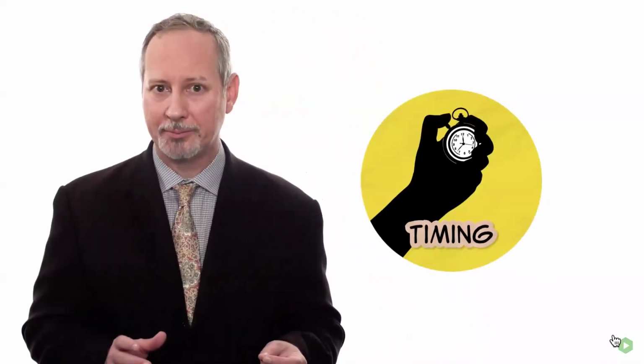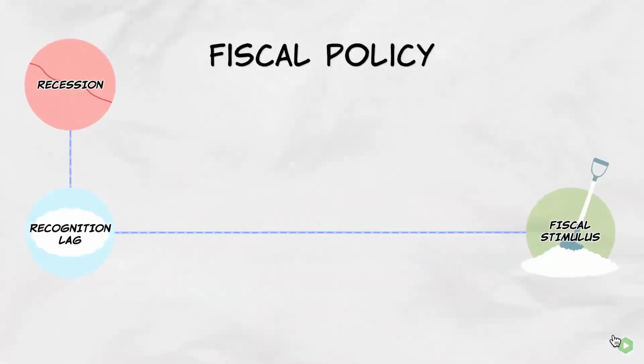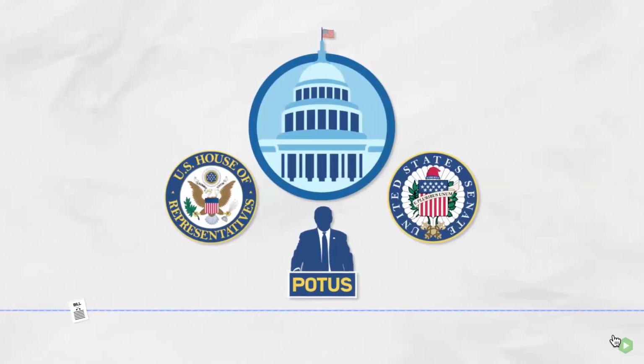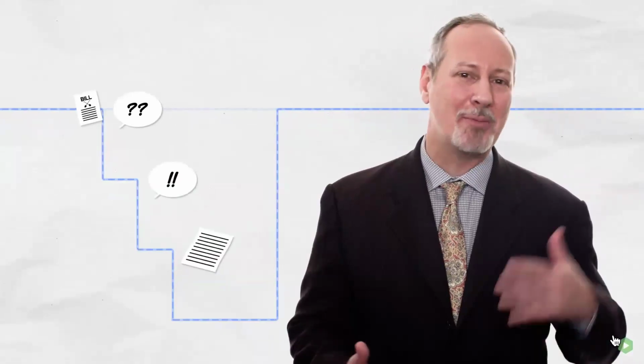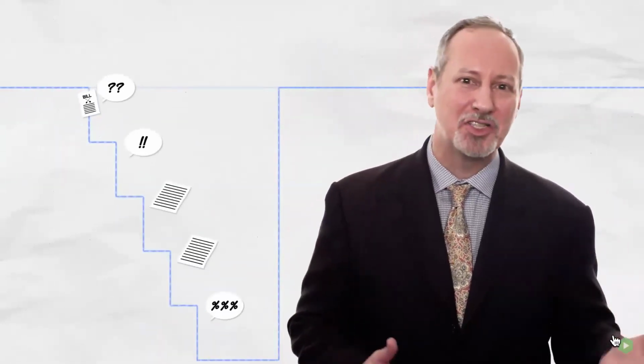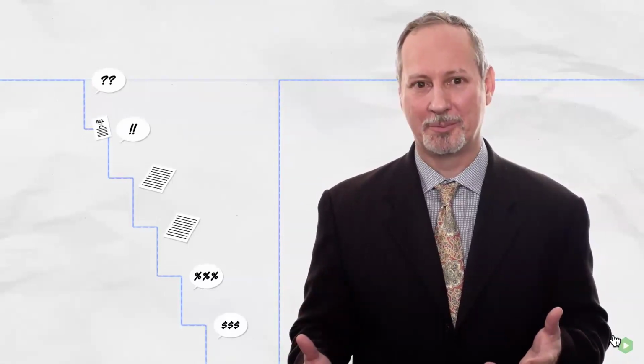First, timing. New government expenditures can take years to move from dream to reality. First, there's the recognition lag. It takes time to identify a problem, such as a recession. Then there's a legislative lag. Both houses of Congress and the president must approve any government expenditures. Think committee meetings, debates, drafts, complicated language, more debates, budget cycles. This lag alone could take months or even years.